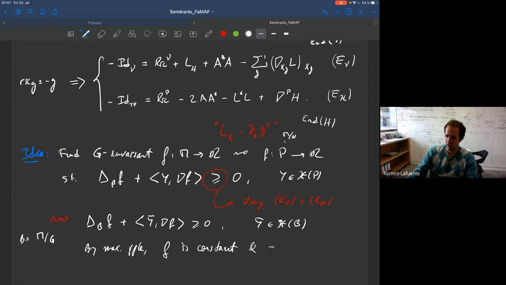And therefore, equality holds everywhere. And therefore, hopefully, because you were using the Einstein equation, you are able to deduce some rigidity conditions from this equality holding, right? So this is a technical idea, so to speak. And any questions about that part? No questions?